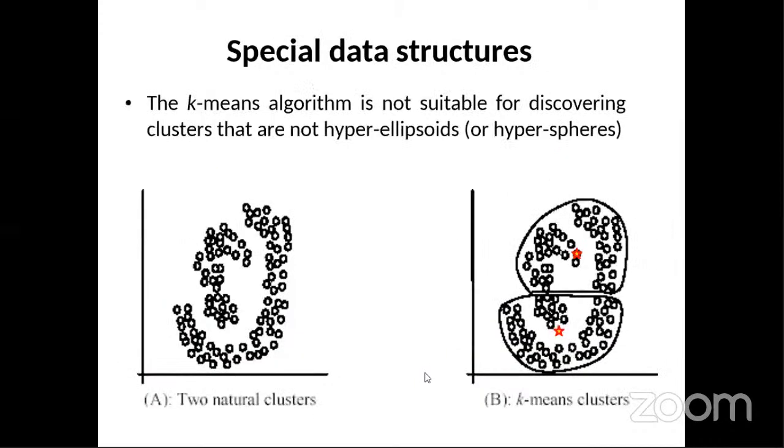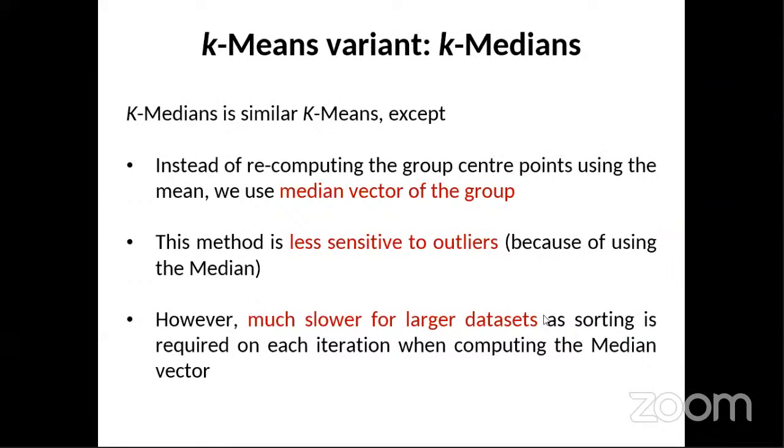There are certain special data structures, right? The k-means algorithm is not suitable for them. For example, if you are able to identify two natural clusters in the left hand side graph, it is not good to apply k-means clustering, because as soon as you try to apply it, you will get these hyperspheres, right? And this is the formation which will lead to this kind of result.